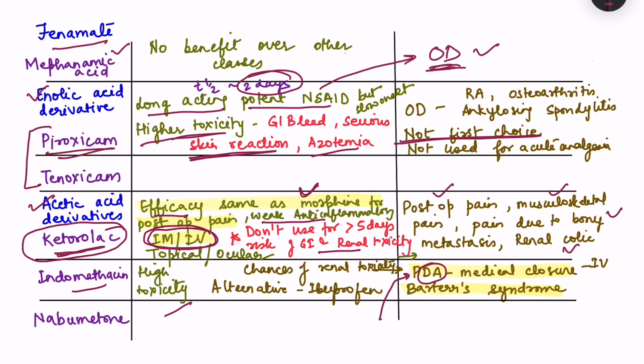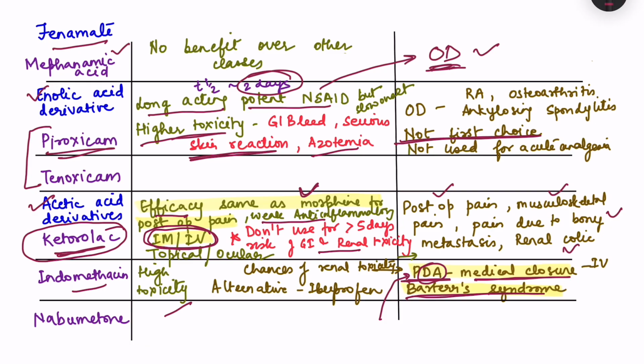But after birth, there is closure of this ductus arteriosus. Now, in conditions in which even after birth this patency of ductus arteriosus is present, we need to close it. And indomethacin can be used for medical closure of this PDA because it will block the production of prostaglandin E2s. Then indomethacin has also been used in Bartter's syndrome.